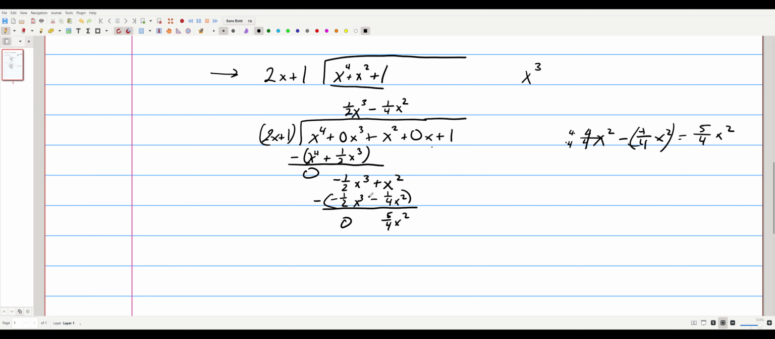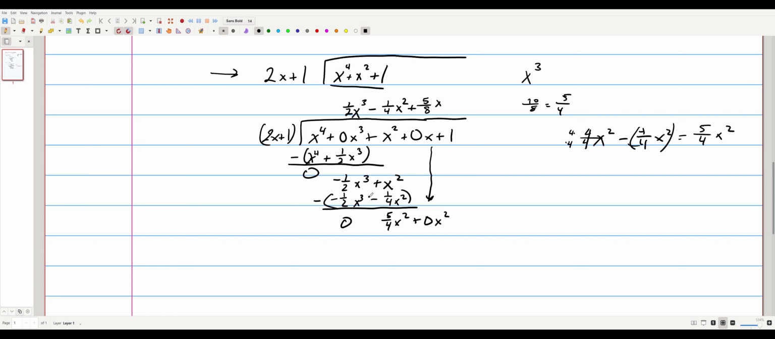And I'm going to bring down my 0x here because I need 2 terms. Now I need to think about what I have to multiply to 2x to get 5/4 x squared. Well, I will need a 5 on top, and then I need to get rid of the 2. So I'll need a 2 down here, but I also want to end up with a 4. So if I put 8 here, 5 times 2 is 10 over 8, and then 10 over 8 simplifies to 5/4.